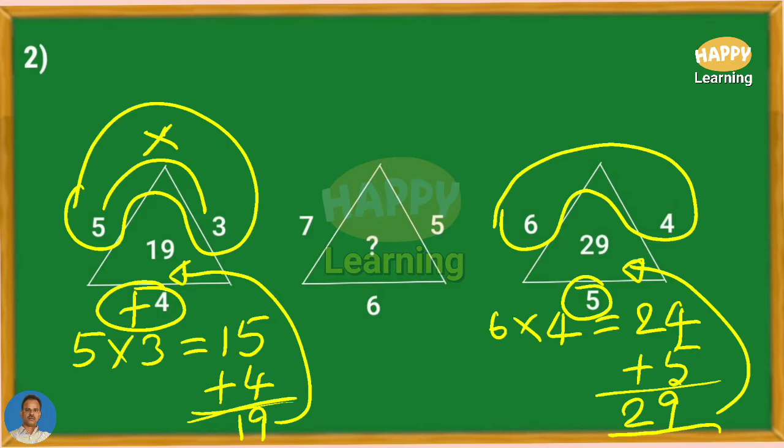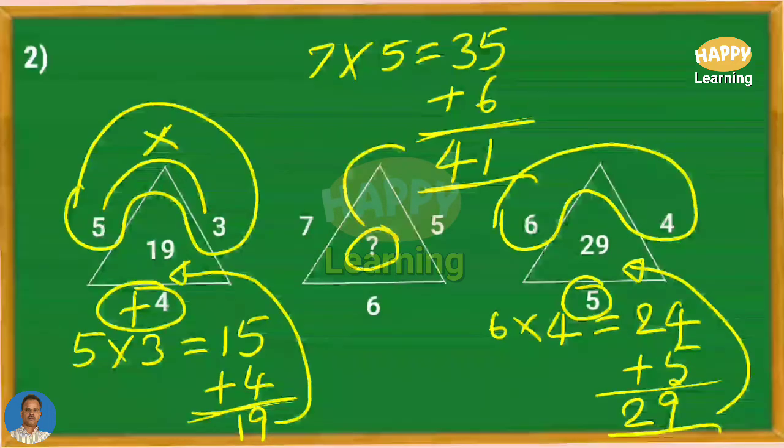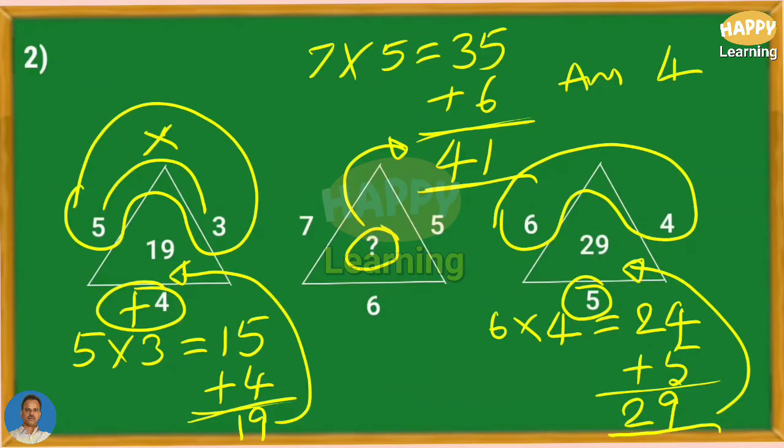Then let us apply the same logic to the middle figure. 7 into 5 equal to 35 plus 6. 35 plus 6 equal to 41. So this number here should be equal to 41. So the answer is 41.